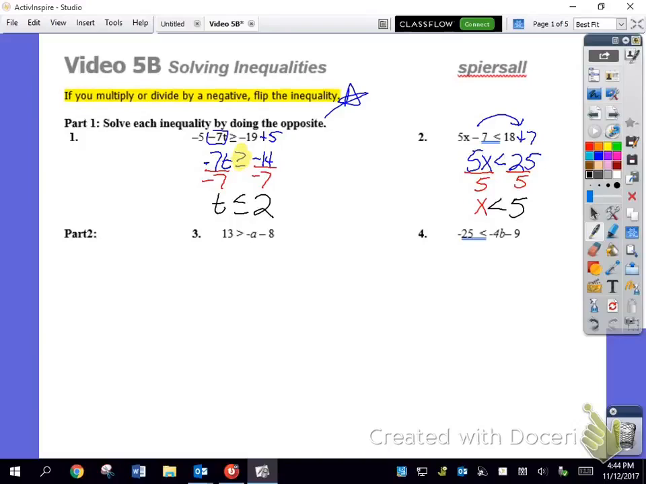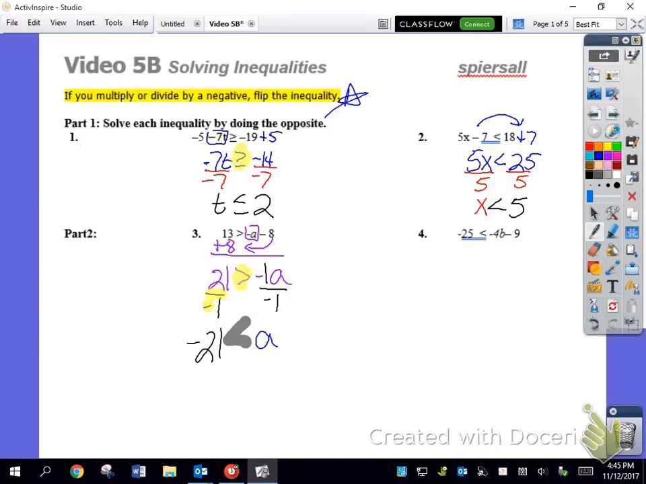On part 2, even though the variable is on the other side, you do the exact same thing. So negative 8 needs to go the other side, and that becomes a plus 8. I'm going to write that underneath. So 13 plus 8 is 21, is greater than negative a. Now that's like saying negative 1a. The opposite of multiplying is to divide by negative 1. So negative 21, since I am dividing by negative, I have to flip that inequality. So less than, and that would be a. So negative 21 is less than a.